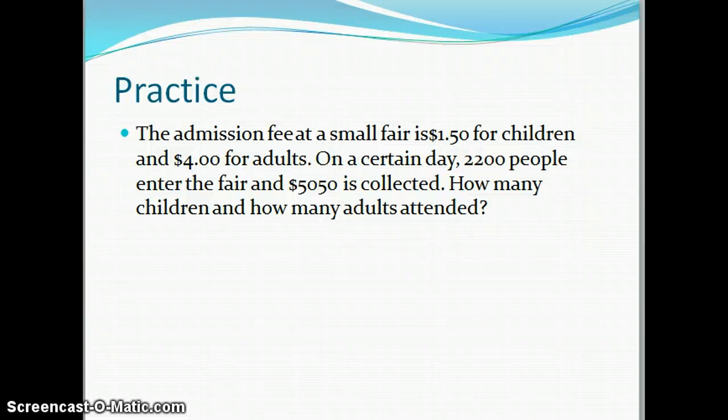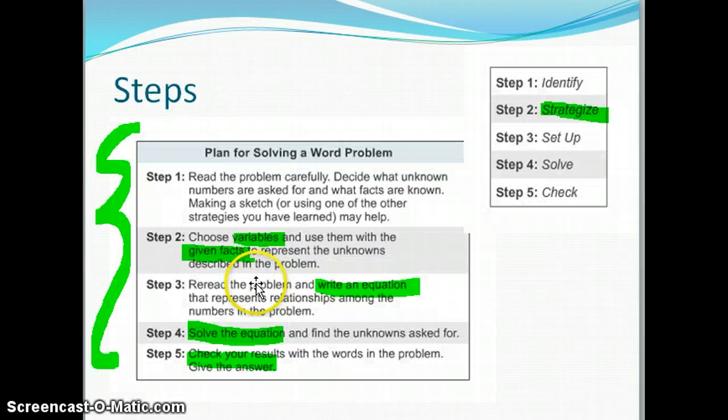So we're going to go through and highlight some important information. The first thing that I think is important is that it costs $1.50 for children and it costs $4 for adults. We also know that 2,200 people entered the fair and $5,050 was collected. So we have some information. We went through and reread the problem, just like the first step said, and decided what the unknowns are and what we are given.